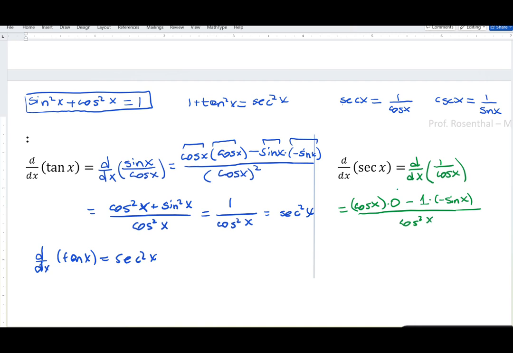Now 0 times anything is 0. This part disappears. And then negative times negative will be positive. So here we have sine x over cosine x squared. Technically, that's the answer, but you're not going to see it in that format. So I'm going to break it apart a little bit. This is the same as sine x over cosine x times 1 over cosine x.